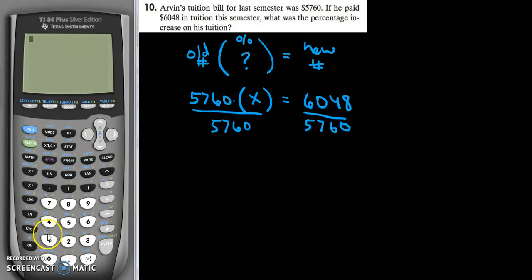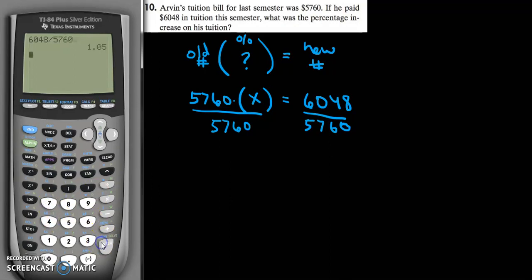So what is 60.48 divided by 57.60? So 1.05 I get for X.